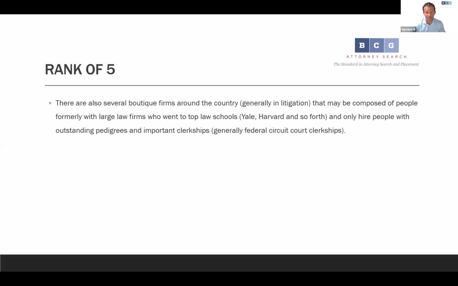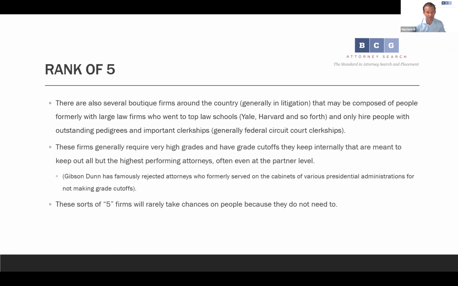And then there's a lot of boutiques around the country, often in litigation, that are people formerly with large law firms who may have gone to the best law schools like Yale and Harvard and so forth, that only are going to hire people with the best pedigrees and important clerkships. And those can be 5s too. And there's usually a 5, or at least a couple 5s, in every major city in litigation. So if you're a litigator and you think you're a 5, then you probably are familiar with a lot of these boutiques, and there's just a lot of them.